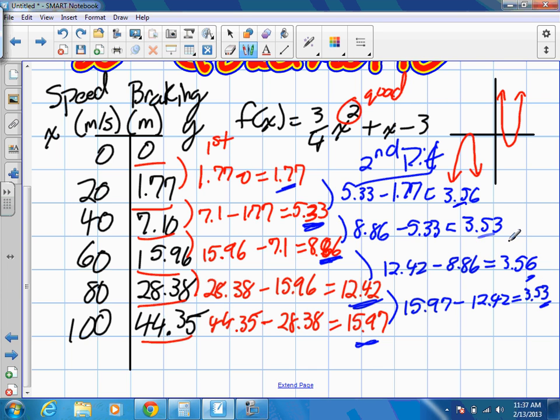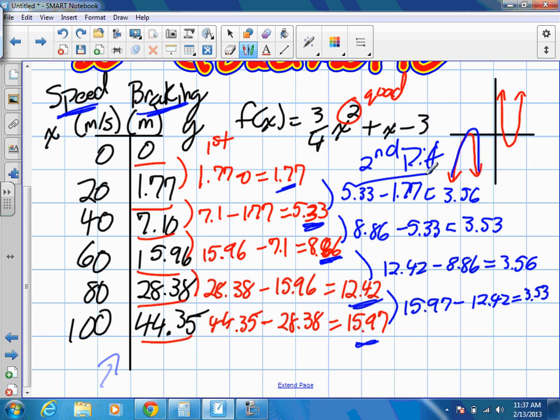If you're off by thousandths and millionths, that's right, then we're even more accurate. So this is fine. This is more than acceptable to say that this is roughly a quadratic relationship. Remember, we're measuring something. We're not actually drawing a graph. We're measuring speed over braking. This relationship is roughly quadratic.